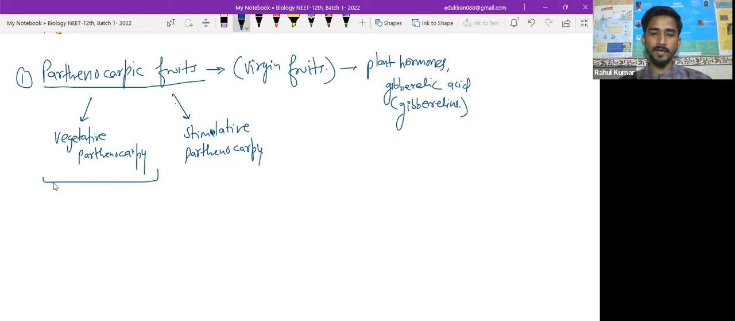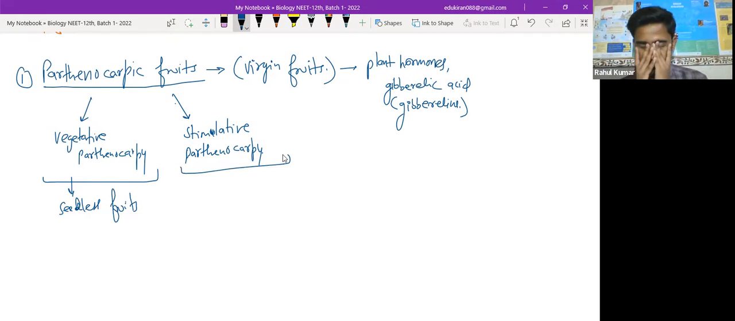Next is stimulative parthenocarpy. Naturally that happens, seedless. So from vegetative parthenocarpy, we get seedless. All the seedless fruits come from here. In stimulative, write down: in this, pollination can be present, right? In nature, pollination is happening. But in stimulative parthenocarpy, there is no fertilization. Write down: no fertilization takes place.